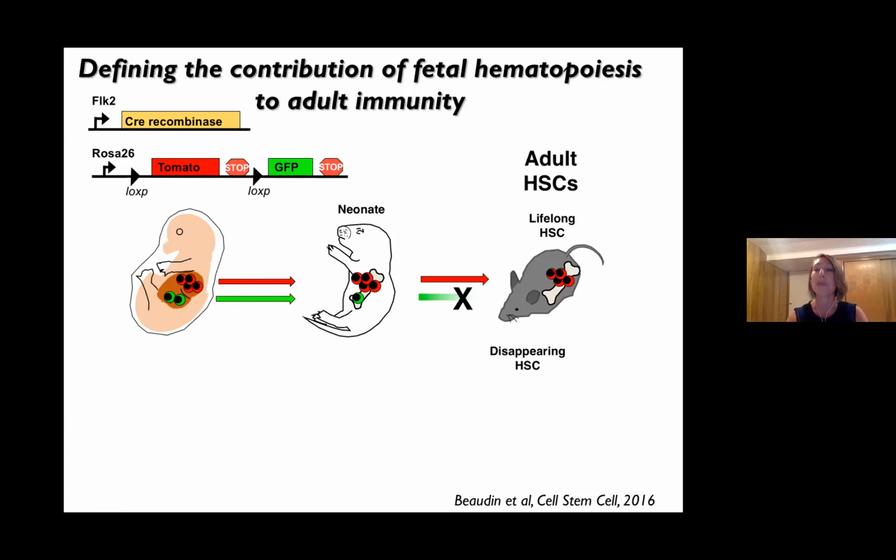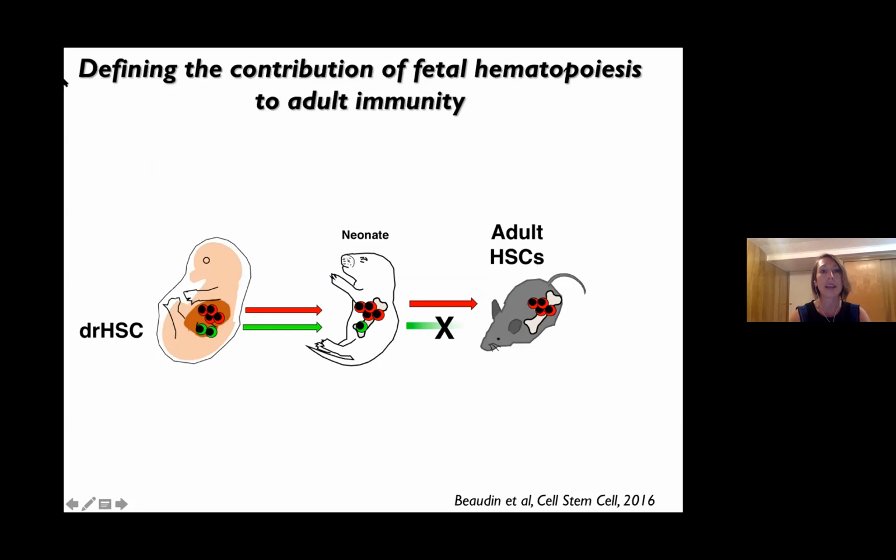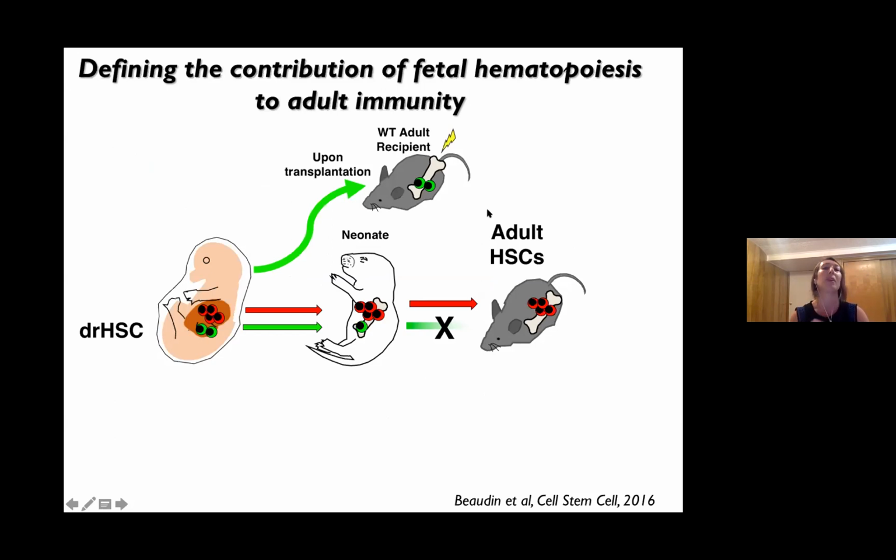And we called these disappearing HSCs developmentally restricted HSCs, or DRHSCs. Now, these DRHSCs are referred to as HSCs because although they don't persist into the adult bone marrow in situ, if we isolate them from the fetal liver and transplant them into an irradiated adult recipient, they can support long-term reconstitution of the adult blood stem cell compartment. We also showed that these DRHSCs were more proliferative, and so we suspect that they likely exhaust or are outcompeted once they hit the bone marrow in the neonate.